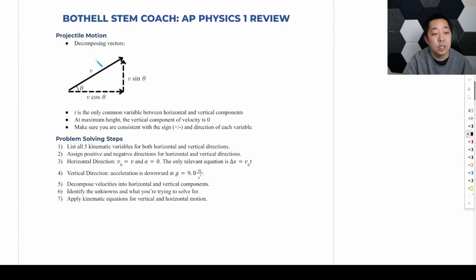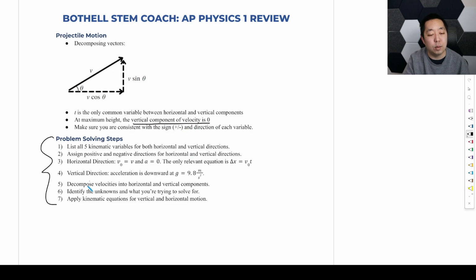Projectile motion. That's where we have vectors. We may decompose into the x and y components. So remember, in projectile motion, we decompose vectors into the x and the y direction. t is the only common variable between the x and y, and at maximum height, again, the vertical component of the velocity is 0. Make sure we're consistent with the signs.